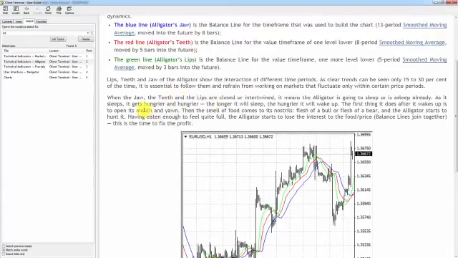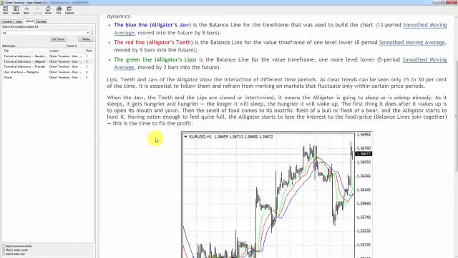And this is probably the way Bill originally suggested to interpret the indicator. When the jaw, the teeth, and the lips are closed or intertwined, it means the alligator is going to sleep or is asleep already. As it sleeps, it gets hungrier and hungrier. The longer it sleeps, the hungrier it will wake up. The first thing it does after it wakes up is to open its mouth and yawn. Then the smell of food comes to its nostrils, flesh of a bull or flesh of a bear, and the alligator starts to hunt it.